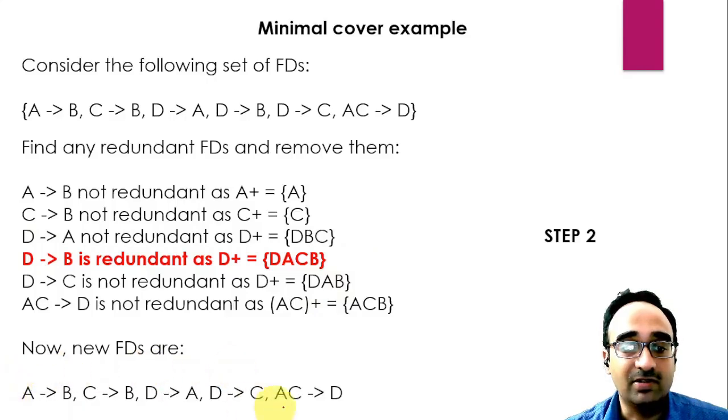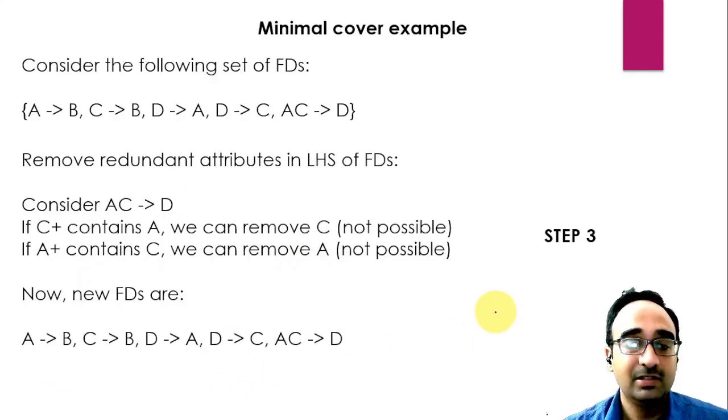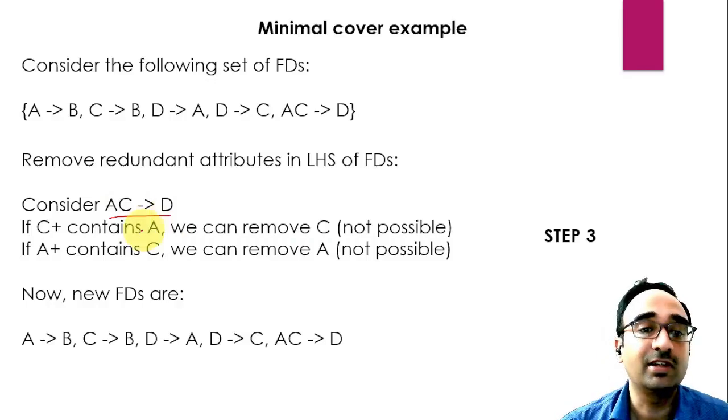So from all the FDs, we have found that this FD is redundant and we have removed it. Now our 6 FDs become only 5 FDs: 1, 2, 3, 4, 5. These FDs are input to the next step, step 3. What is step 3? If there are multiple attributes in the left hand side, and if one of the attributes is redundant, remove it. There is only one FD with multiple attributes in the LHS, so we are taking that FD.